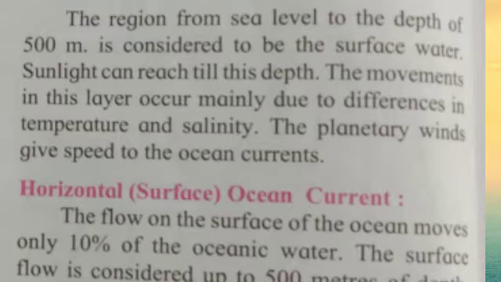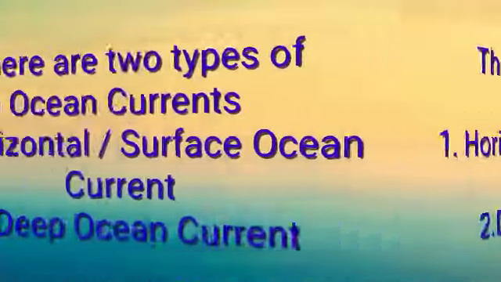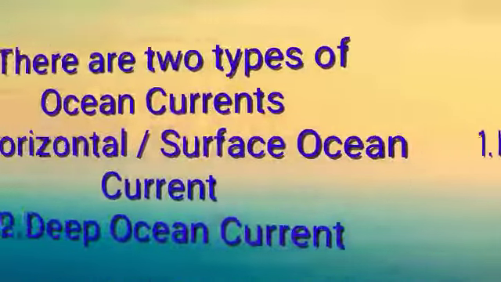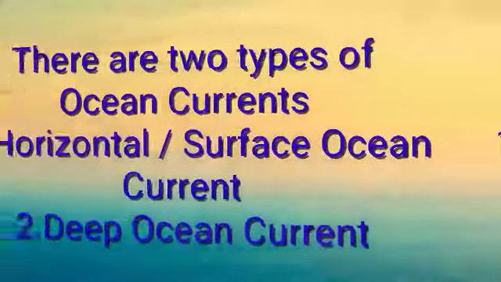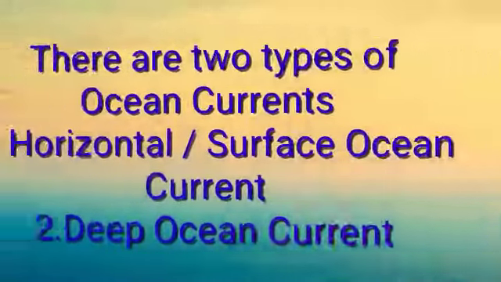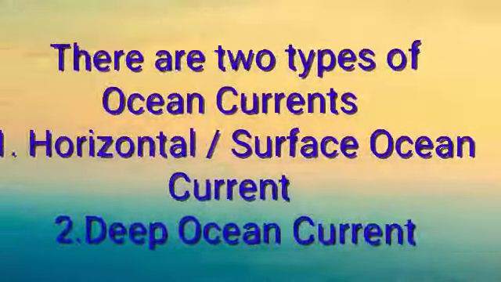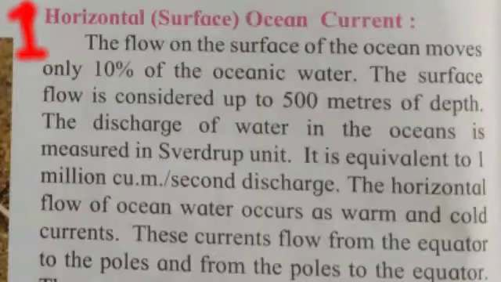The movements in this layer occur mainly due to the differences in temperature and salinity. The planetary winds give speed to the ocean currents. There are two types of ocean currents. First, horizontal or surface ocean current, and second, deep ocean current. Let's discuss the first type of ocean current, that is horizontal or surface ocean current.